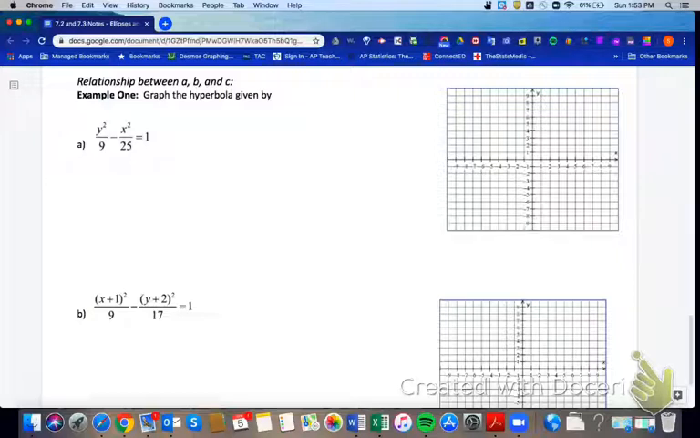With hyperbolas, there is also a relationship between a, b, and c, but it is slightly different than the relationship between a, b, and c for an ellipse. When it's a hyperbola, it is exactly the same as the Pythagorean theorem. C squared equals a squared plus b squared.